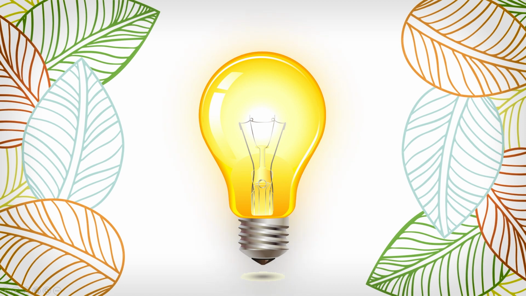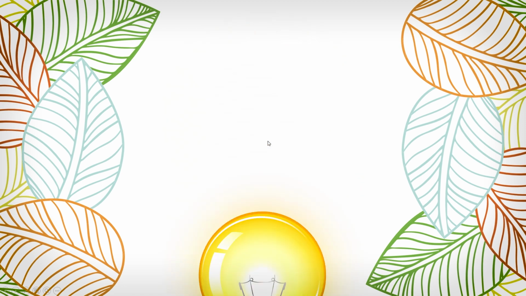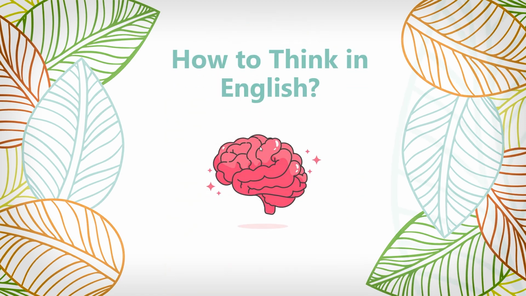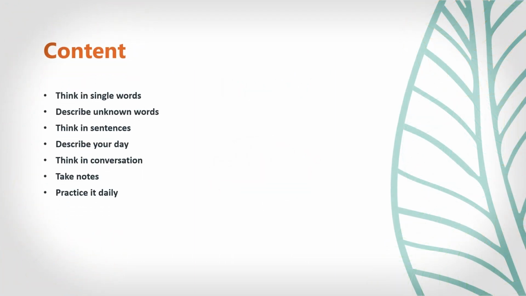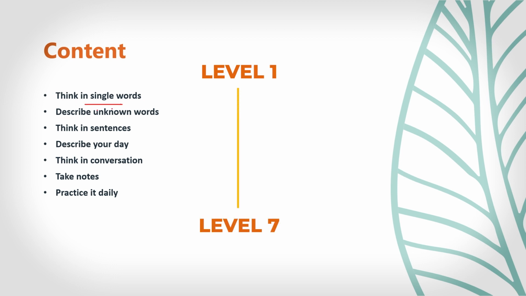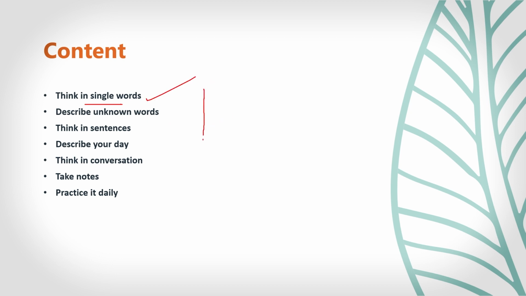आज हम बात करेंगे कि आप किस तरीके से इंग्लिश में सोच सकते हैं। That means how you can start to think in English. इसके रिगार्डिंग मैंने आपके लिए यहाँ पे कुछ कंटेंट्स बनाए हैं that we are going to study further in this video. As you can see on your screen, the 7 levels, we would be going to start with the first one that you can see, think in single words, and then we would move further from level 1 to level 7. Okay, so let's get started.